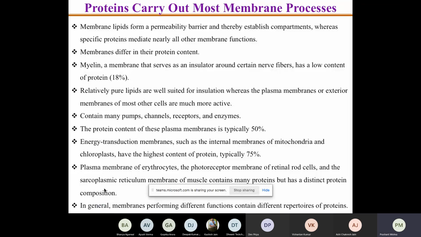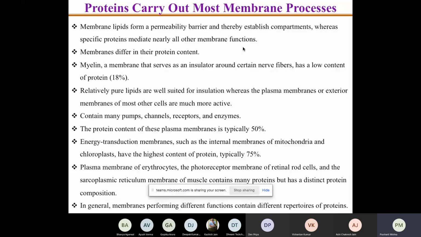So membranes differ in their protein content. It means that one membrane can have a different protein content than another membrane. Though they will both have proteins, for example, if I have to transport sodium ion through a membrane, I will have the transporter for sodium ion. If I need to transport glucose, I will have a transporter for glucose.